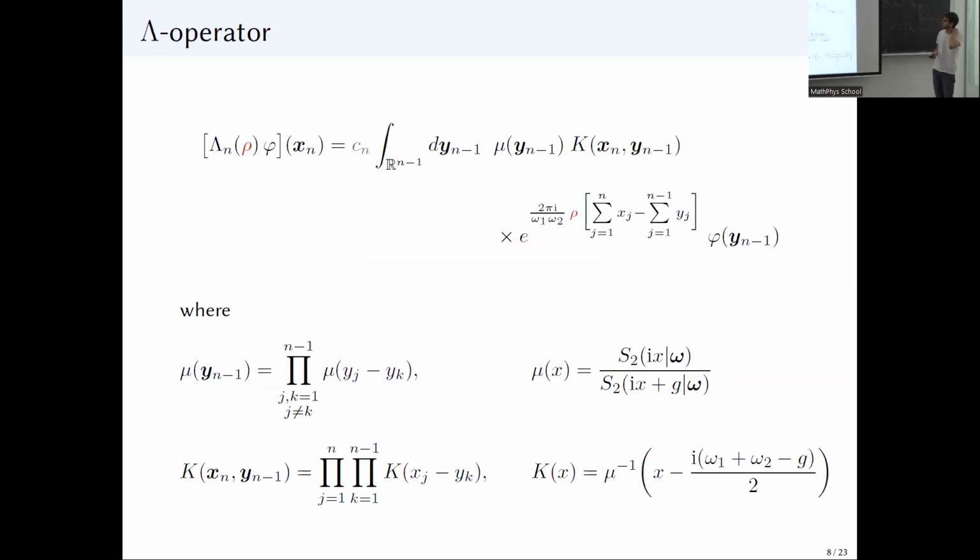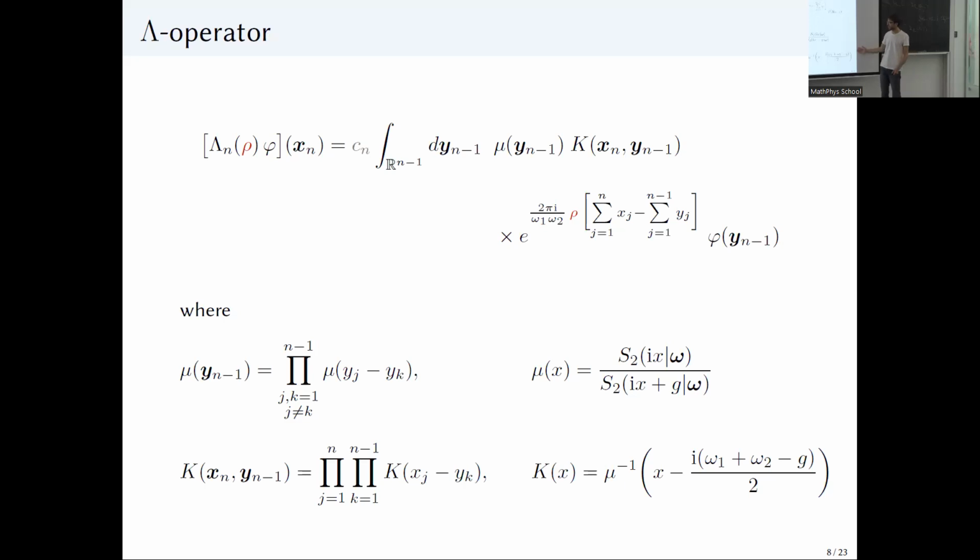Now, let me explain precisely how these mu and k functions look. And probably it's not so important to remember these formulas. The main point I wanted to make here is that these mu and k functions that depend on the vectors are just some pairwise products of the mu and k functions that depend only on one variable, and which are kind of elementary building blocks defined here on the right.